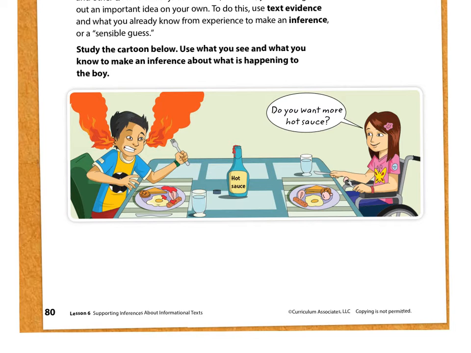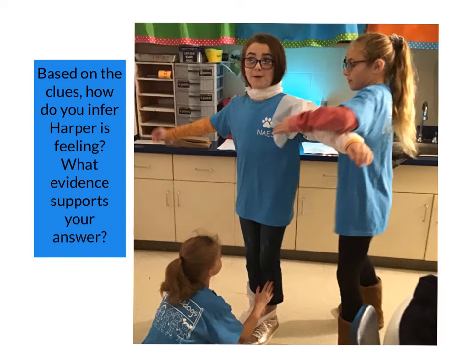Okay? All right. So here you have a picture of something that happened in my classroom. And this is a picture of three students playing a game. So we can make inferences based on the clues. How can we infer Harper's feeling and what evidence supports your answer?